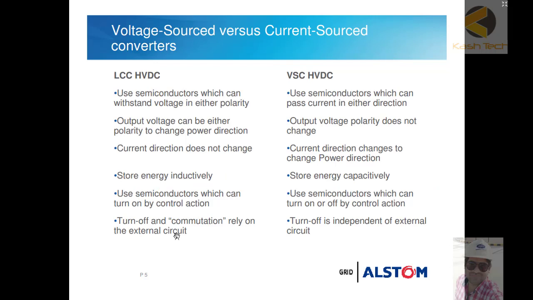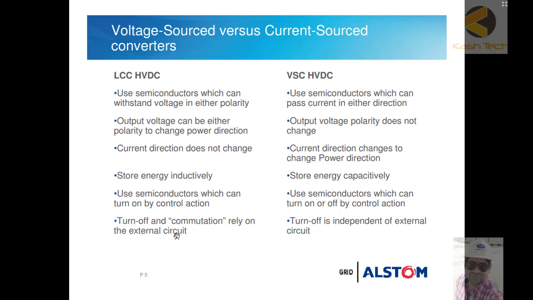Okay, there is more comparison between VSC versus current source converters. LCC converters use semiconductors which can withstand voltage in either polarity, as we have discussed, whereas VSC HVDC uses semiconductors which can pass current in either direction. Okay, this is the difference. LCC HVDC output voltage can be of either polarity to change power direction, whereas VSC HVDC output voltage polarity does not change.